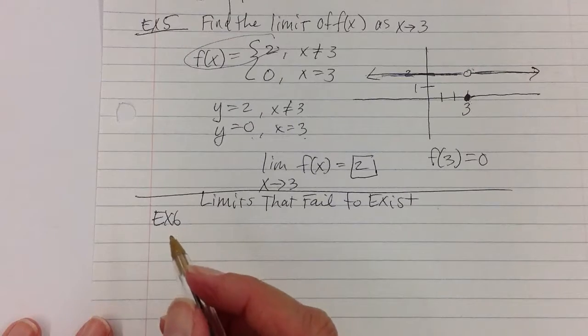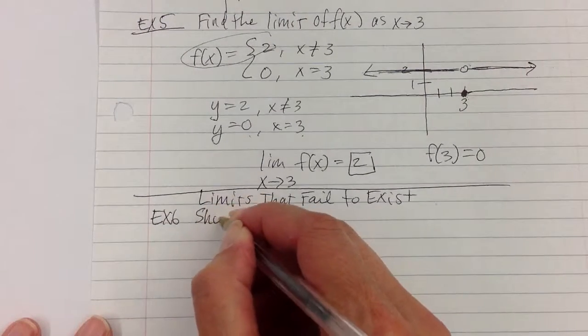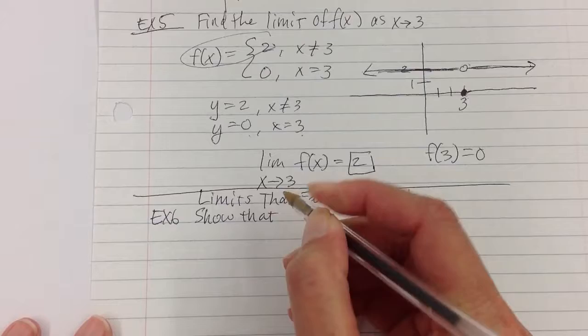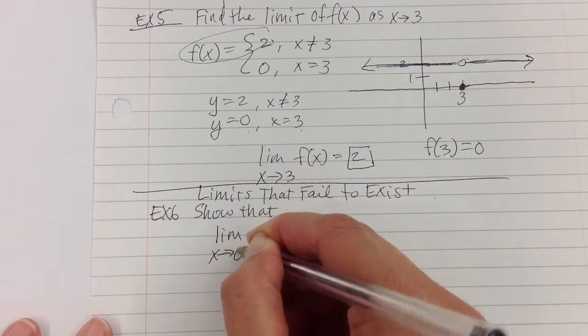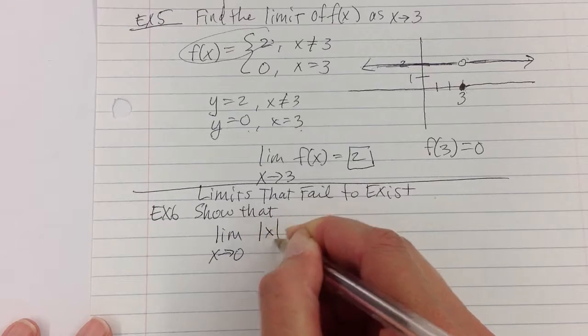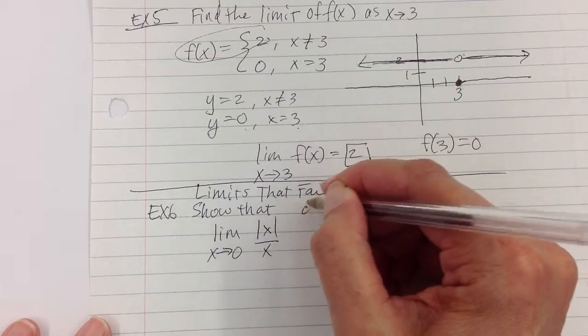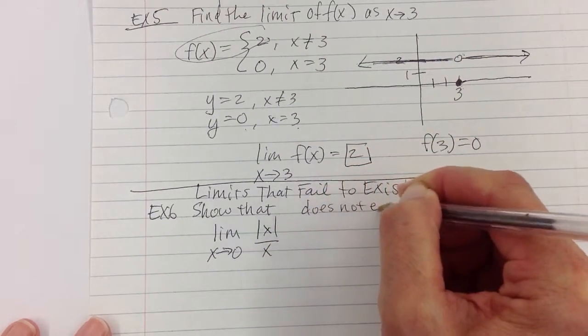Number 6 says, show that the following limit does not exist. Show that the limit as x approaches 0 of the absolute value of x over x does not exist.